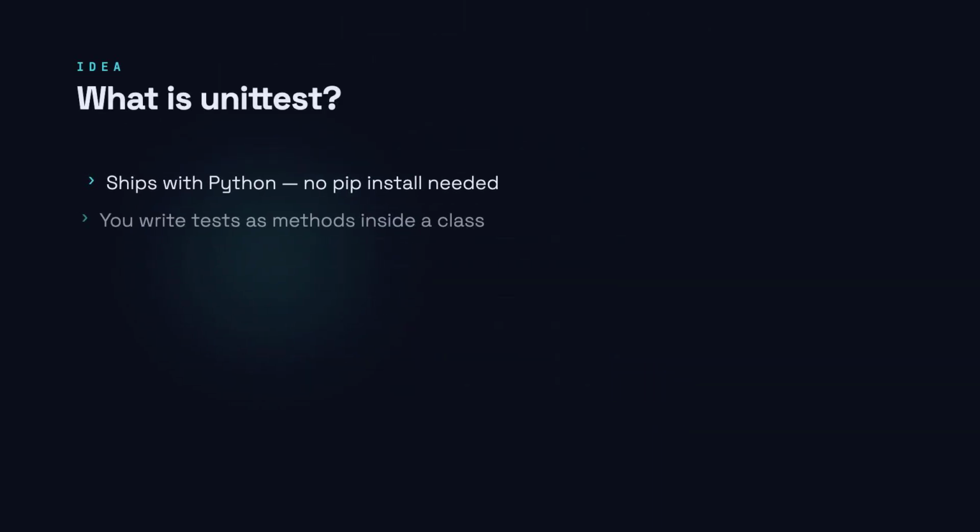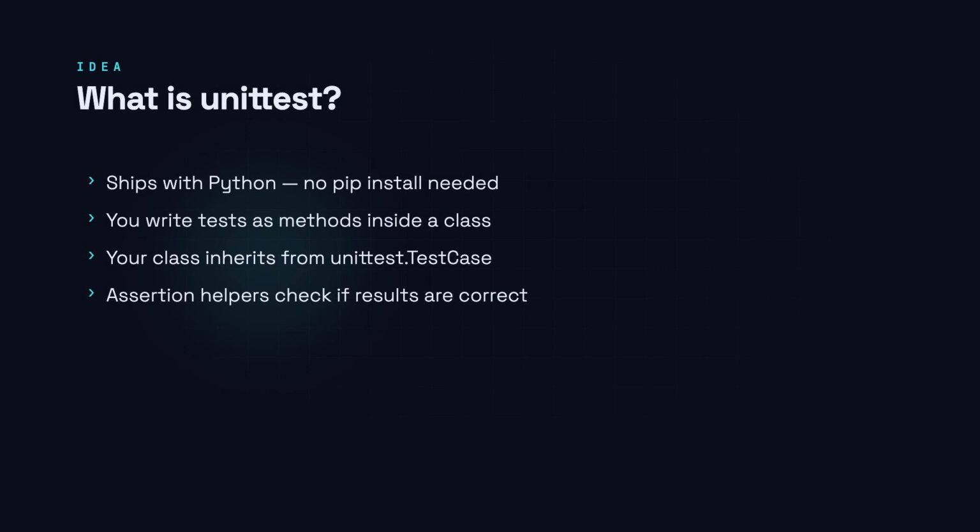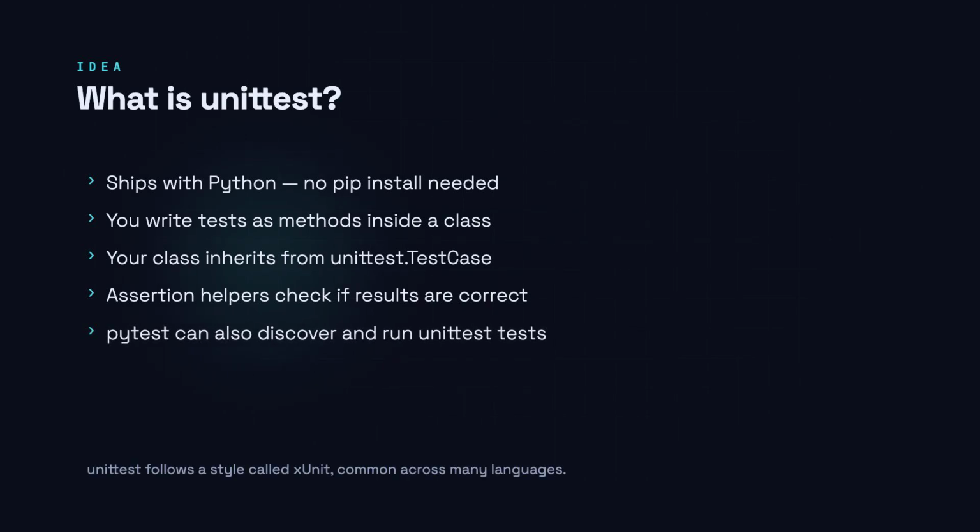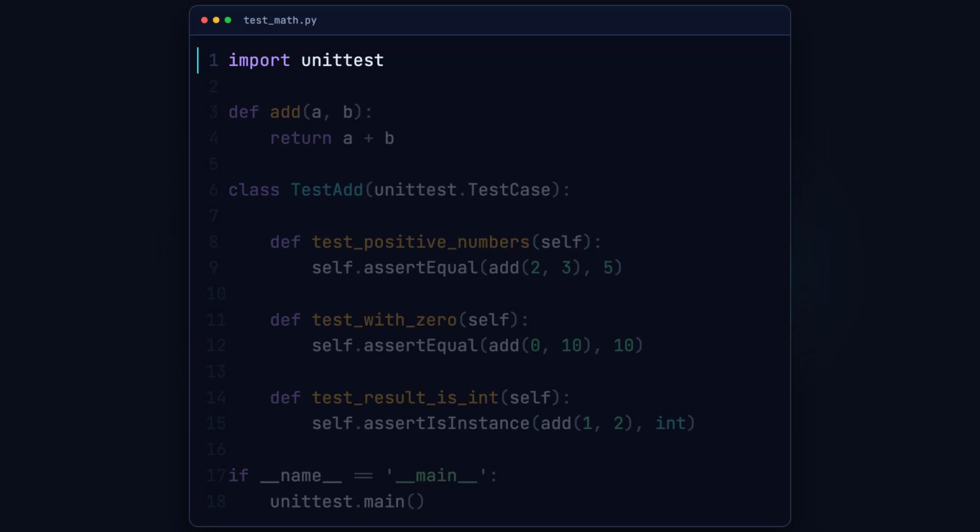Unittest is a built-in module that gives you a structured way to check your code. You group related tests inside a class, and the module runs them for you, reporting what passed and what failed. The very first line imports unittest. Because it ships with Python, this single import is all the setup you need.